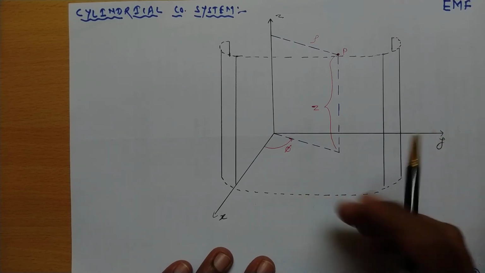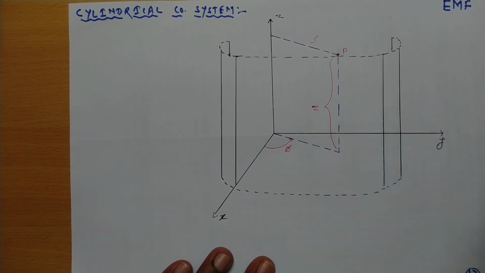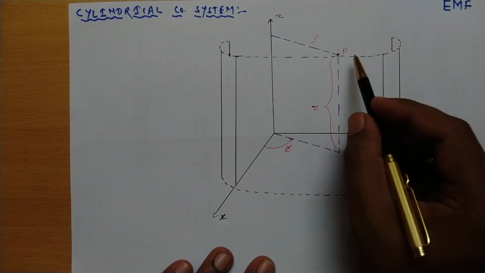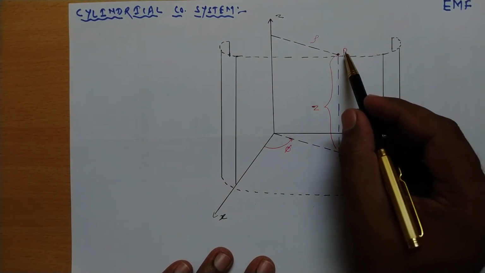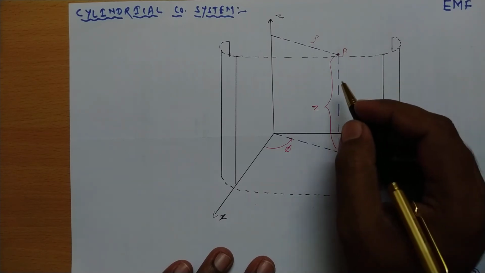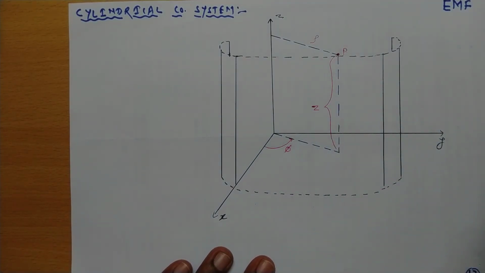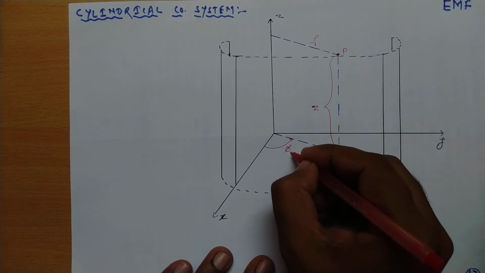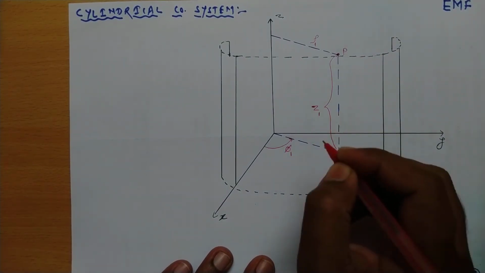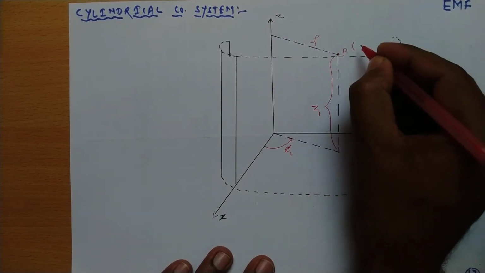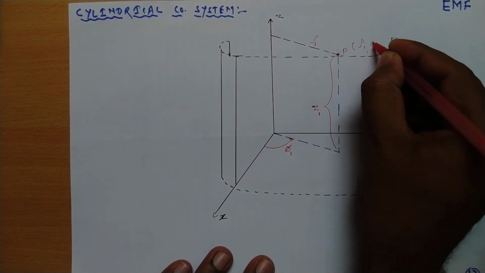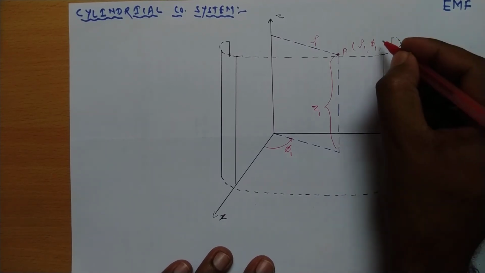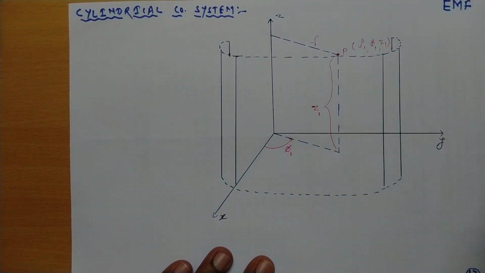Also, if I have to say the coordinates of this point P, I can say this is rho 1, this is phi 1, and this is z1. So the coordinates of this point P will be given as rho 1, phi 1 and z1.